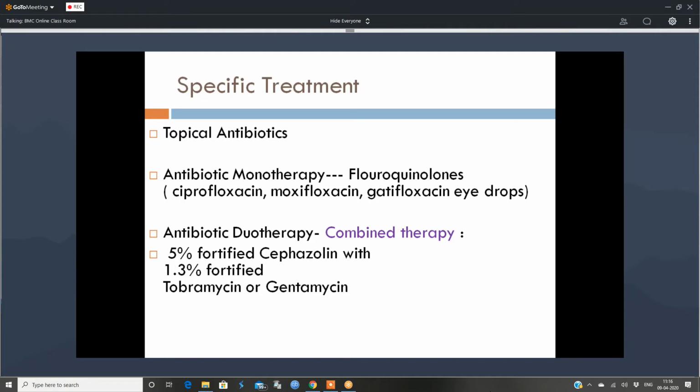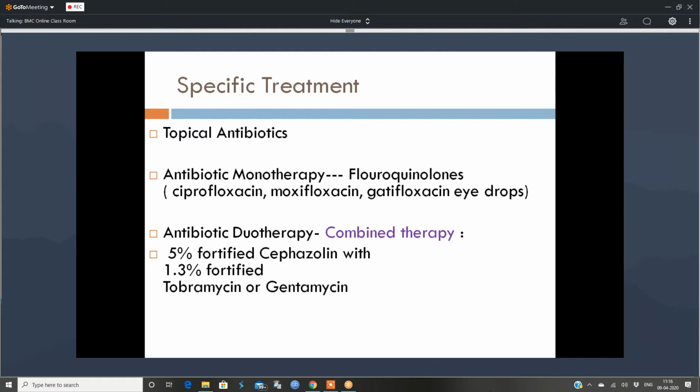Fortification means strengthening. What we do is we take the commercially available drops and try to increase their strength by mixing in the systemic medicine. For example, if we take gentamicin, the commercially available drop is 0.3%. So we take the drops and combine the injection into it so that the ultimate concentration of the newly prepared fortified eye drops will be 1.3%.